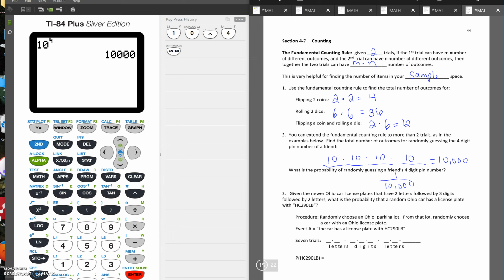The third part here says, given the newer Ohio car license plates have two letters followed by three digits followed by two letters, what's the probability that a random Ohio car has license plate HC290LB? Well, we know that letters, there are 26 of them. So any place where there's a letter, there's 26 possibilities. And we know that digits, as we talked about above, there are 10. So we're multiplying 26 four times, so this would be 26 to the fourth, and 10 three times, 10 cubed.